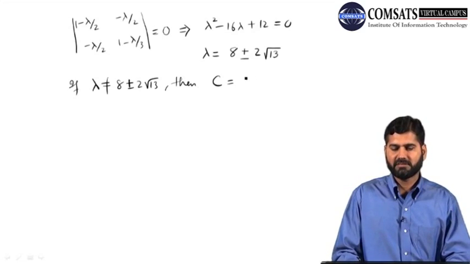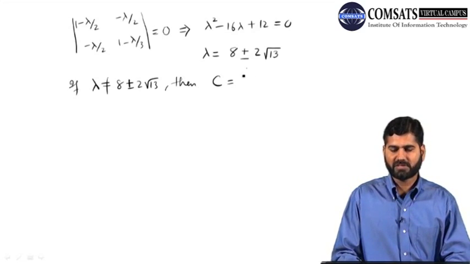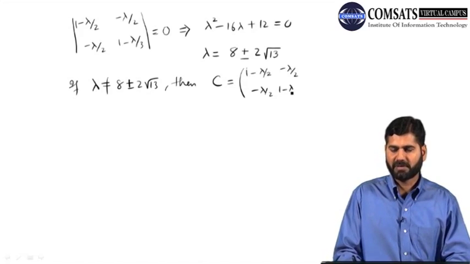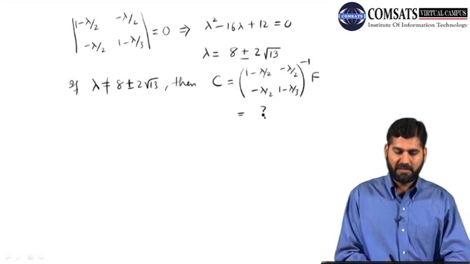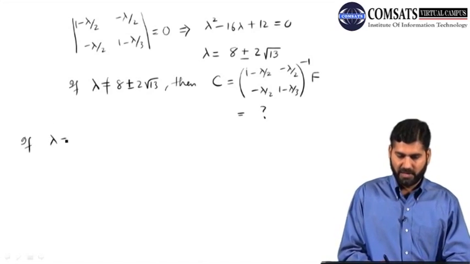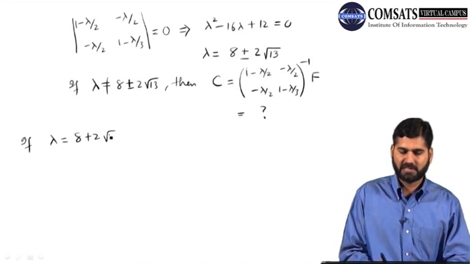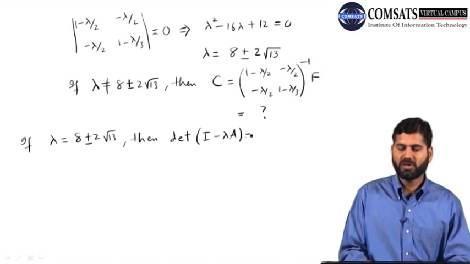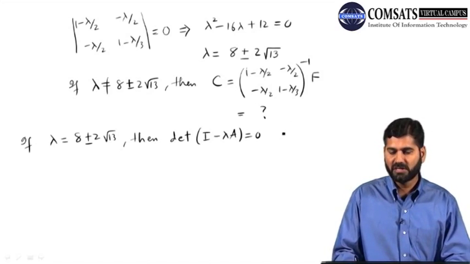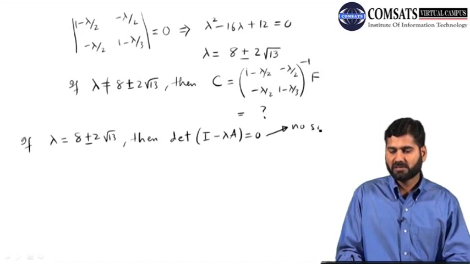C is the inverse of the matrix 1 minus lambda by 2, lambda by 2, lambda by 2, 1 minus lambda by 3, times F. So this will be your solution. But if lambda is actually equal to 8 plus or minus 2 square root of 13, then the determinant of I minus lambda A is equal to 0. So there will be either no solution or infinitely many solutions, right?